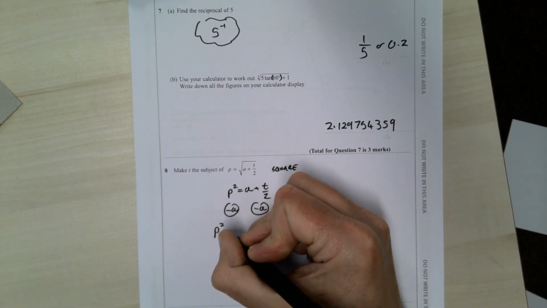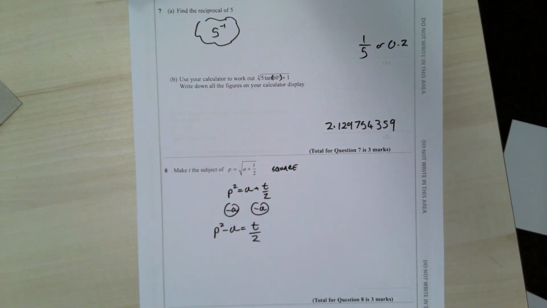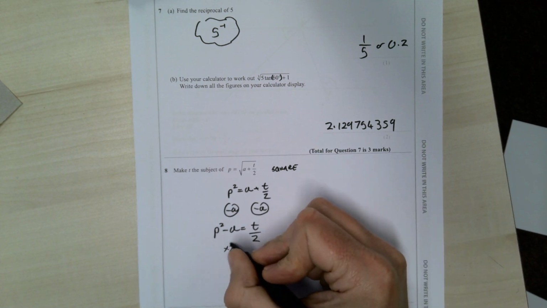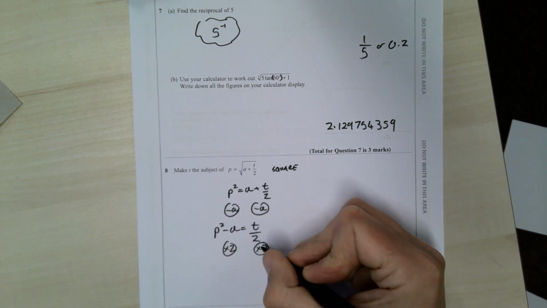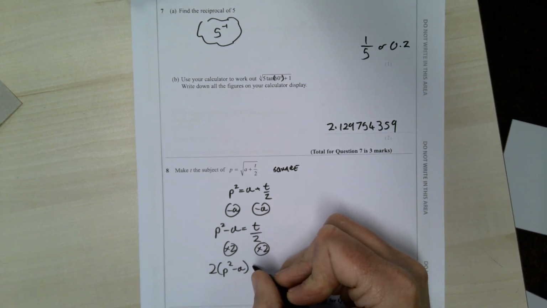So I'm going to have p squared take away a, and it's just like solving an equation, guys, only one of the sides is not getting smaller. Things are moving around. And then I'm going to multiply by 2. Okay, and I'm going to have 2 lots of p squared take a is equal to t.